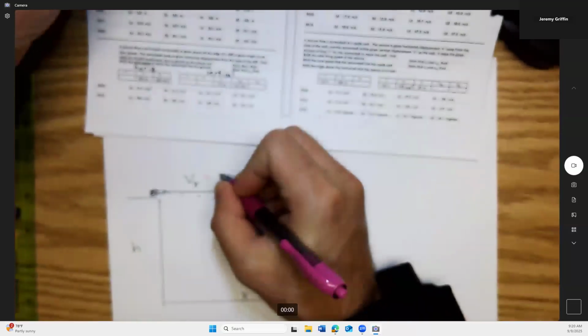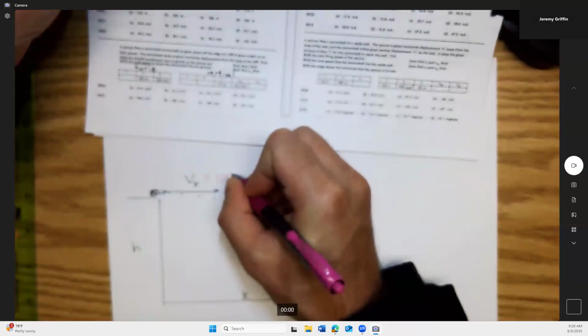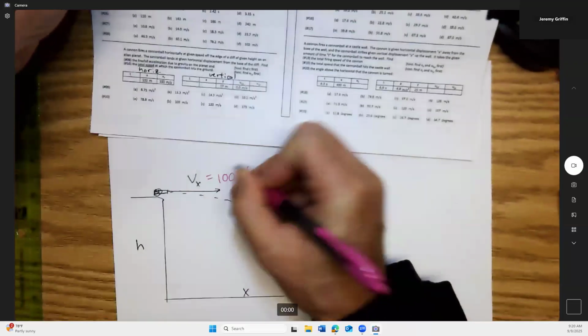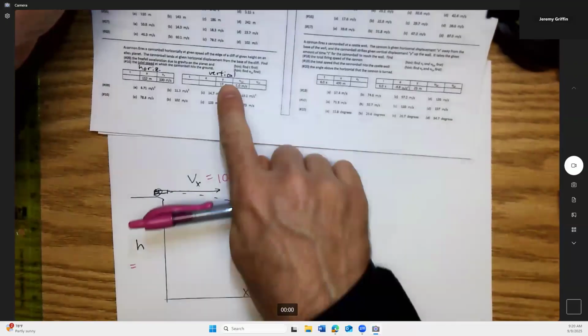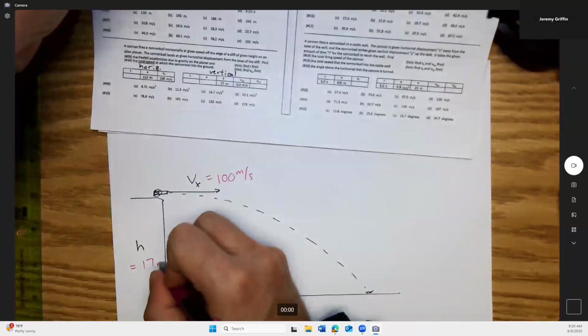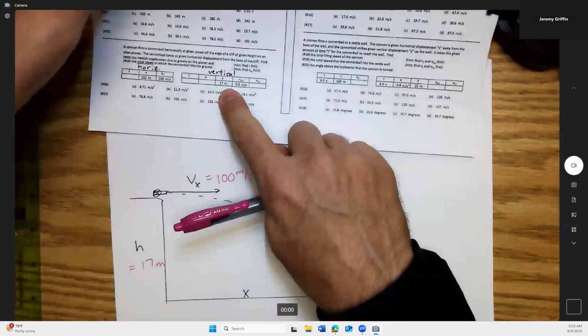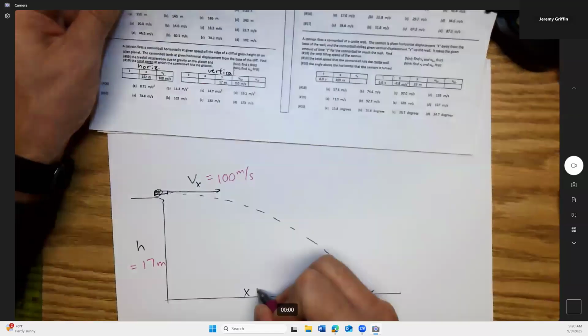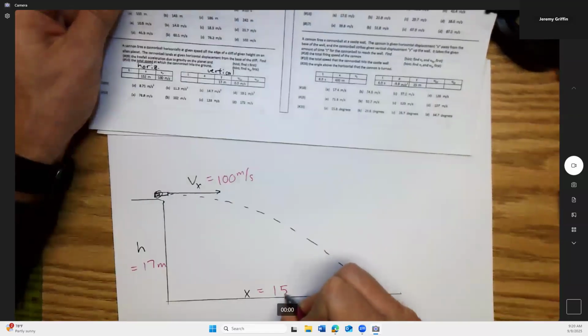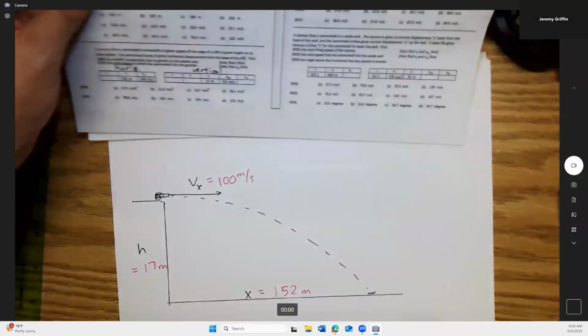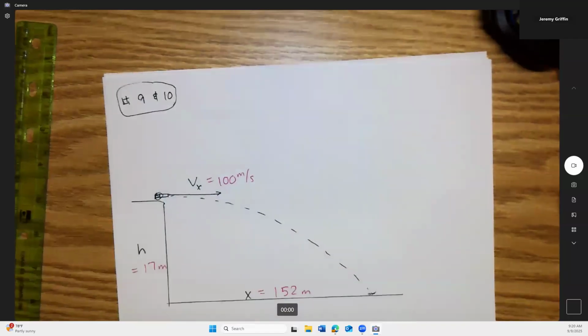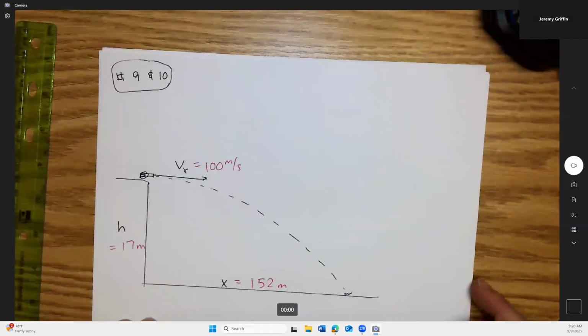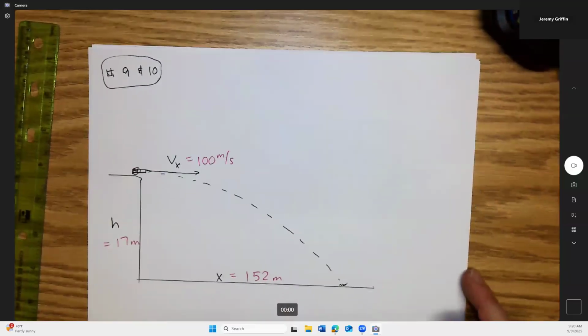My paper has this as exactly 100 meters per second. That's my blast speed. I gave the height of the cliff right here as 17 meters. Now, of course, your numbers are probably different, but they're probably not crazy different. And then I've got mine landing 152 meters away. There's enough information there where you can solve for gravity. You guys okay?